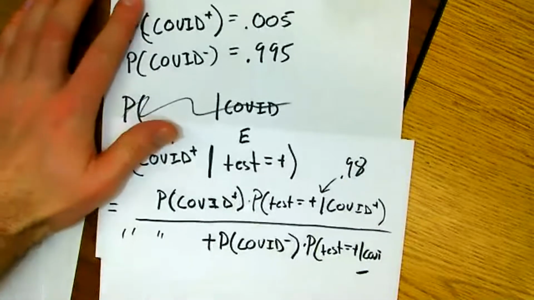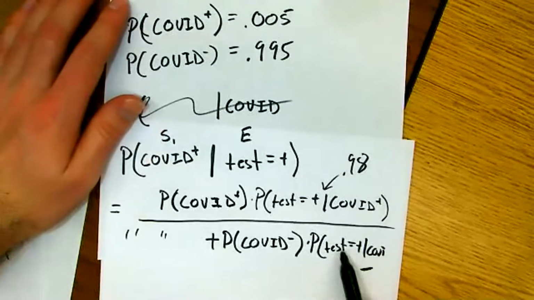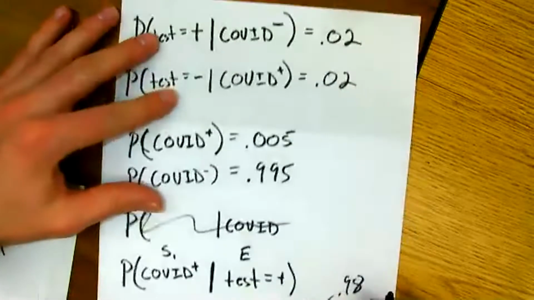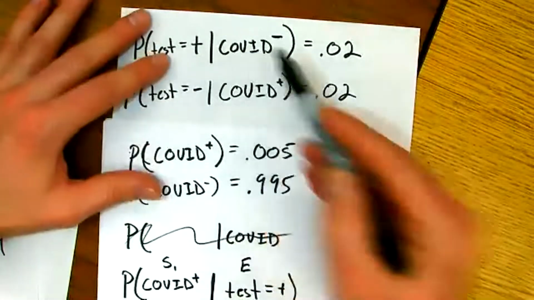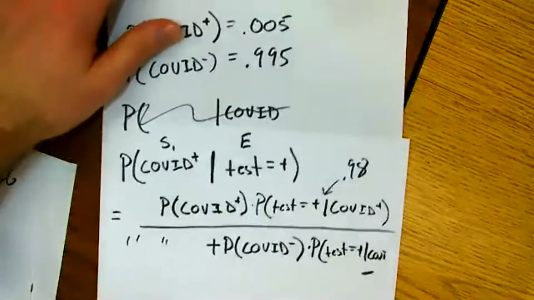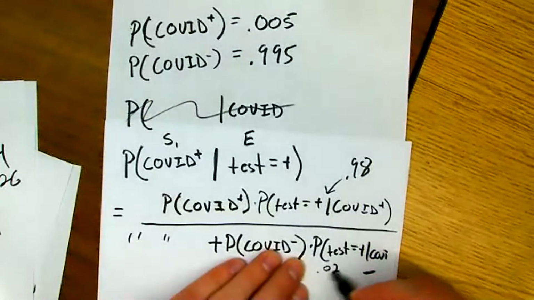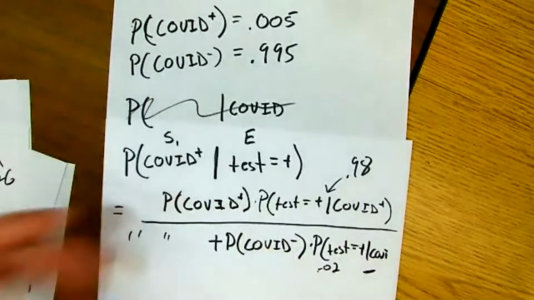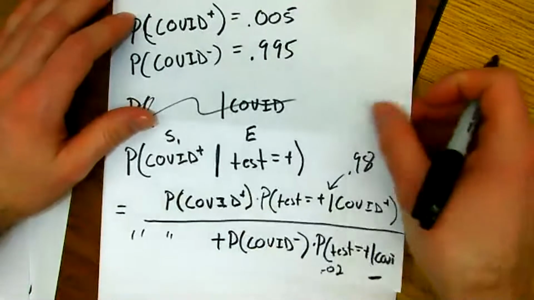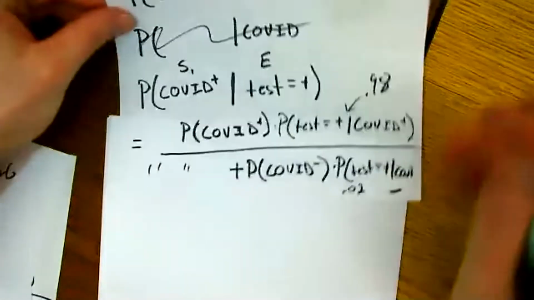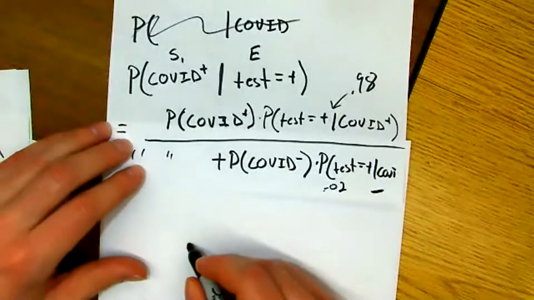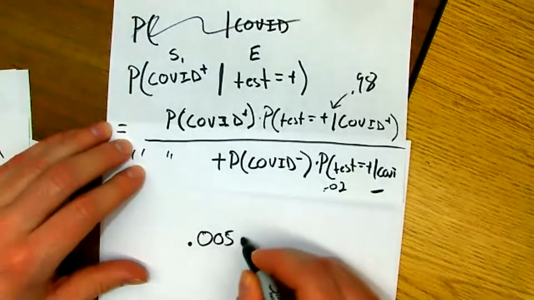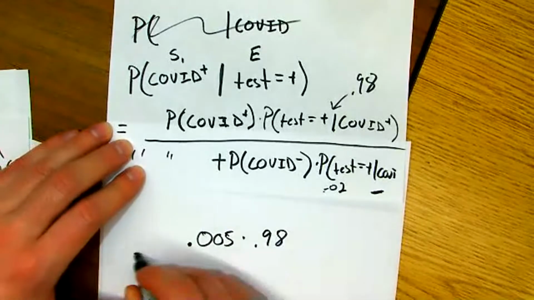Given that someone is COVID negative, what's the probability they get a positive test result? Well, I go back up here. I actually had that. That was 0.02. So I plug my 0.02 in down here. And once I plug all those values in, we could actually figure out what this is. So I'm going to write out these in terms of the numbers. So we'd have 0.005 times that 0.98.